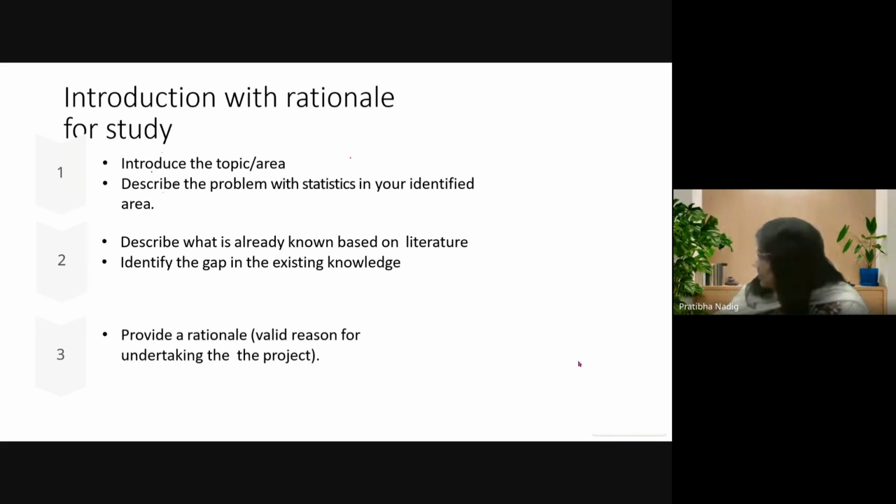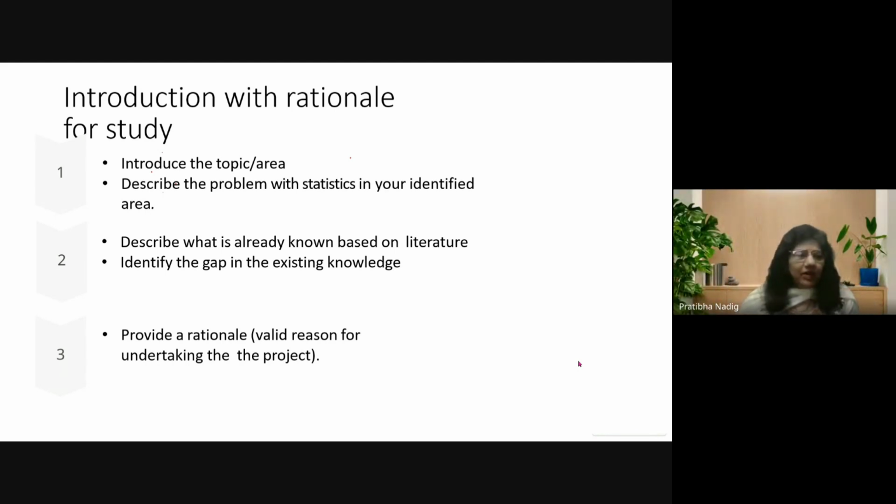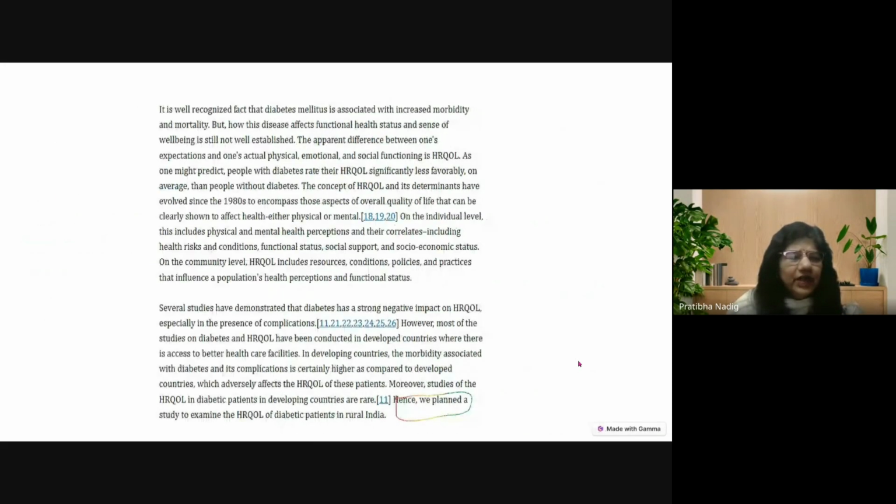Then describe what is already known. And then identify the gap in the existing knowledge, and provide a rationale. Why do we need it? A valid reason for undertaking the study. Then it will be approved. So we have discussed this.